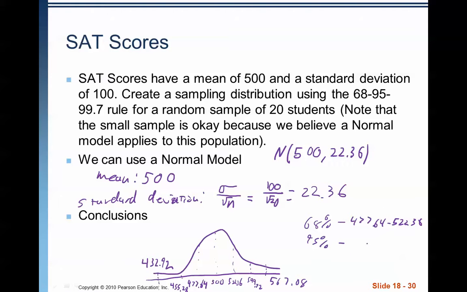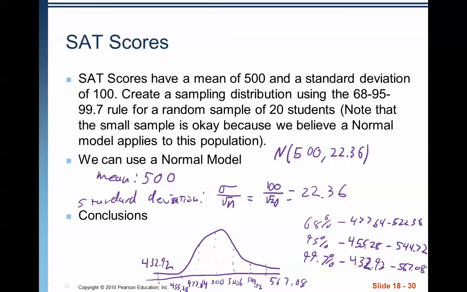And if I were to take many samples of 20 students, then 95% of them would fall between 455.28 and 544.72. And then again, 99.7% of those samples of 20 students would fall between 432.92, ew, ugly, and 567.08.